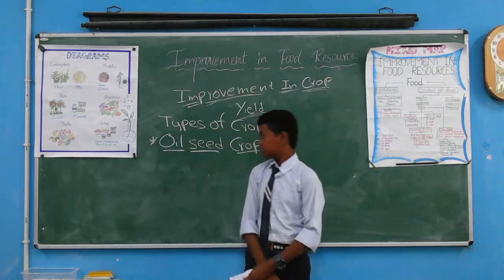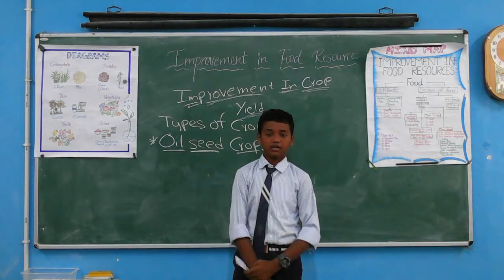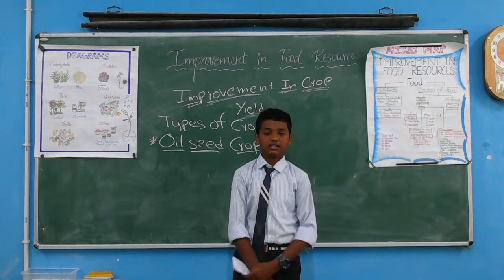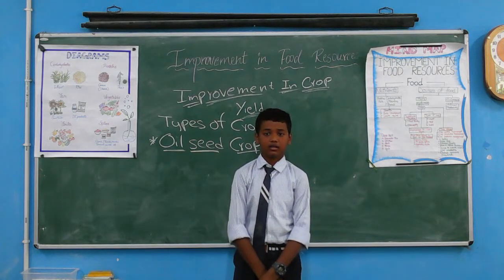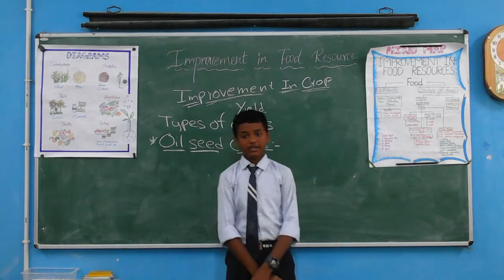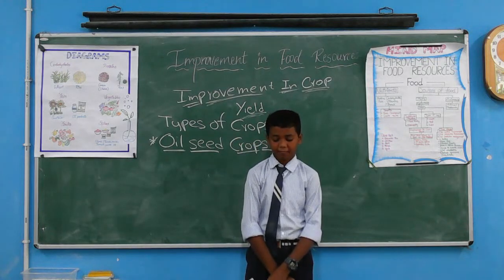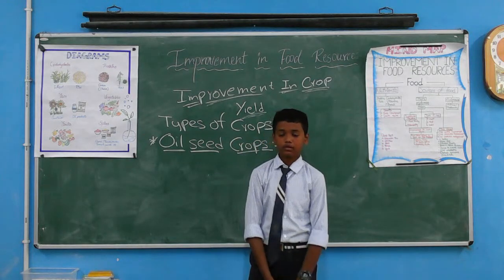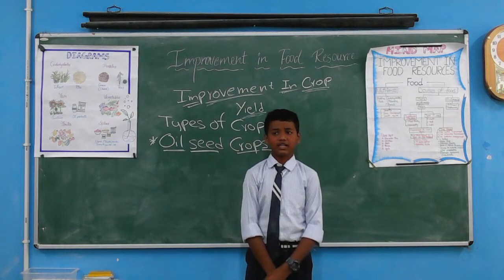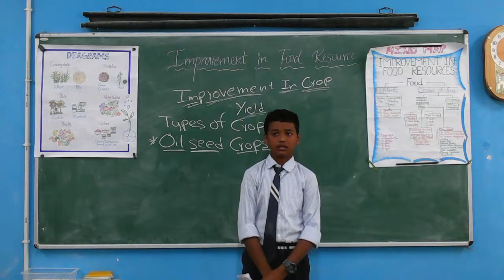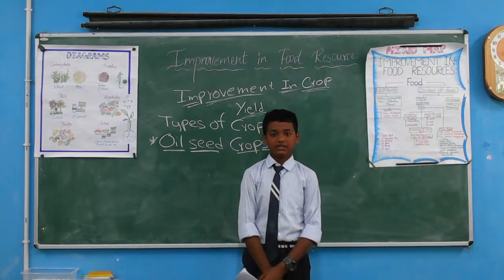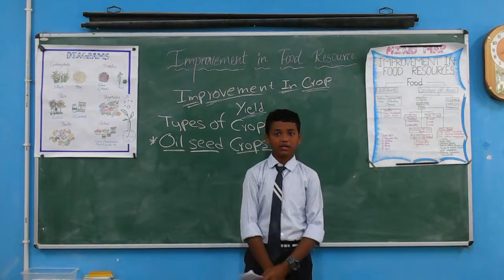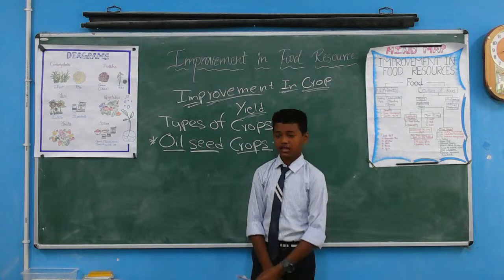And the second one is the oilseed crops. These crops, like soybean, mustard, sunflower, etc., are cultivated in the fields. These give us more energy. They contain fats, which give us more energy when we want much more energy.